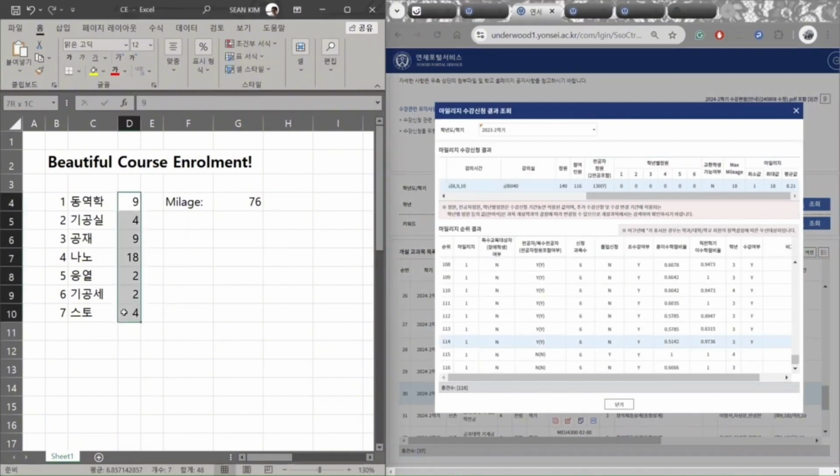Now, if I sum all of this up, the amount that I used is less than 76, which is my max mileage, which means I have more mileage to play around with. However, the reason why I have so much left is because all of these are major courses. And if you like to take elective courses, they probably have higher competition, which means you must use more mileage.